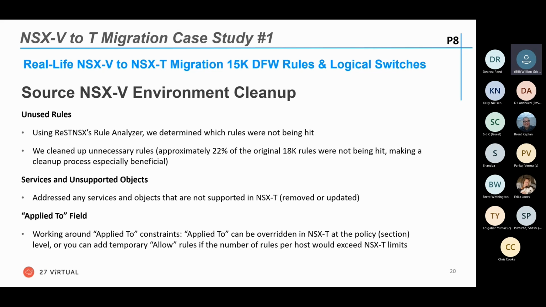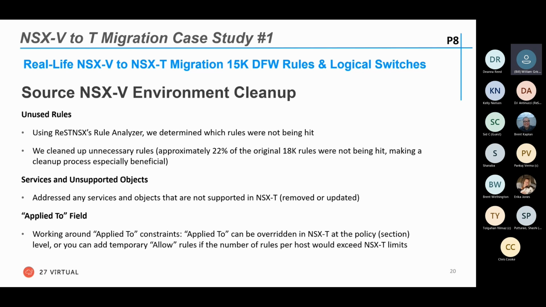So there's a little bit of a workaround where you create a group in T that has all the segments that the target VMs are going to land on. You put that group at the policy level and tell it to have the apply to override what's in the rule level. I could probably draw a picture of it, but I'm not going to go into that much detail, but it is an interesting little thing that you've got to be aware of.